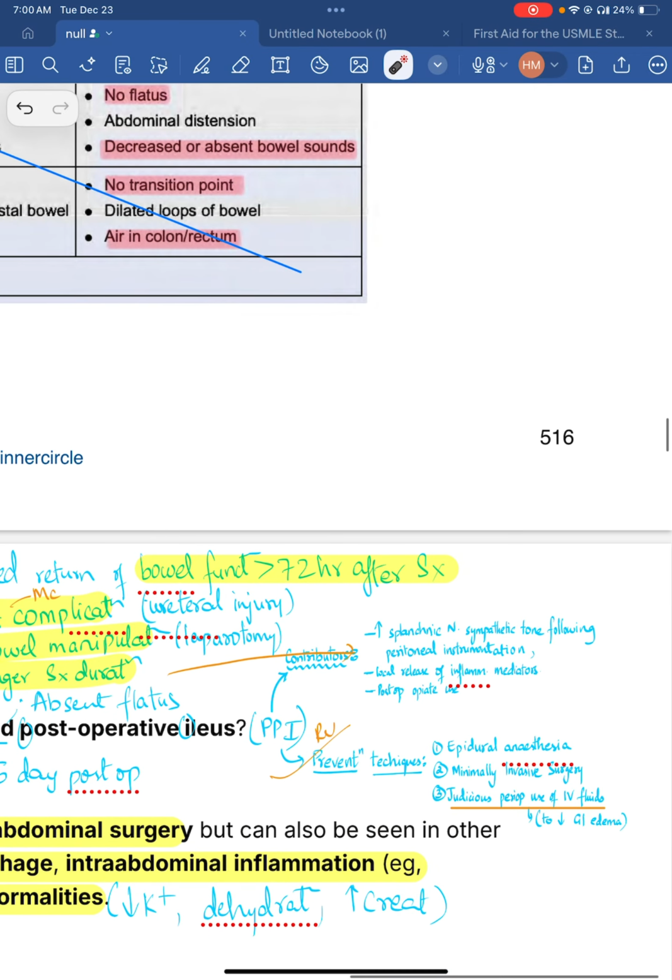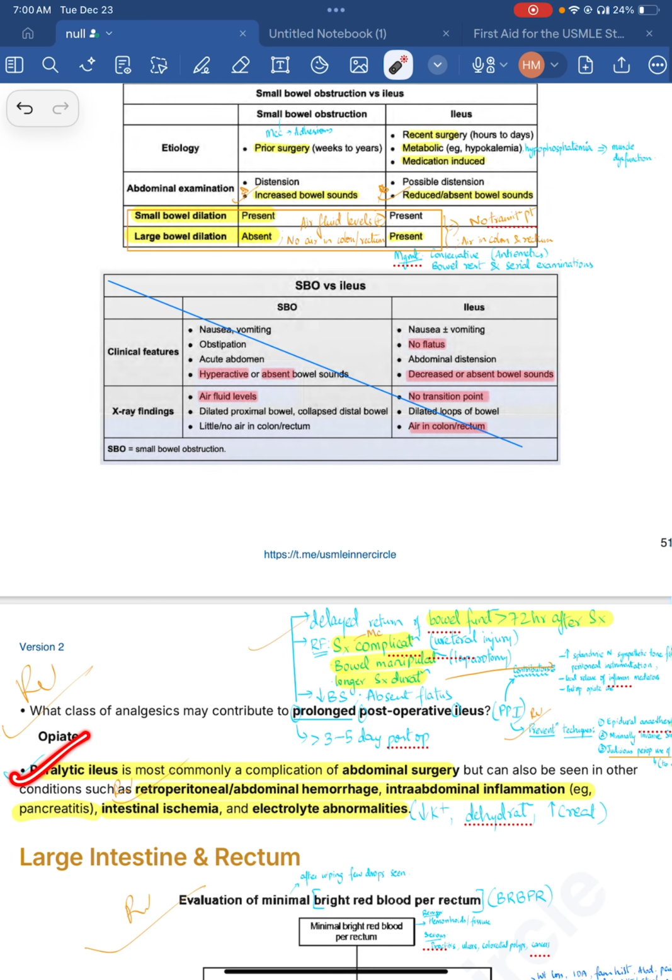What are the prevention techniques? Give the patient epidural anesthesia, try to do minimally invasive surgeries, judicious peri-op use of IV fluids to decrease the GI edema. Paralytic ileus is most commonly a complication of abdominal surgery, but it can also be seen in retroperitoneal or abdominal hemorrhage, intra-abdominal inflammation like pancreatitis, intestinal ischemia, and electrolyte abnormalities like hypokalemia, dehydration, and increased creatinine.